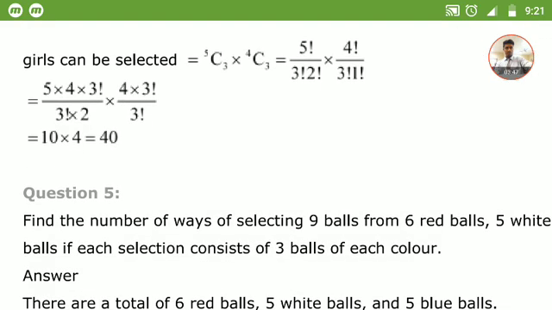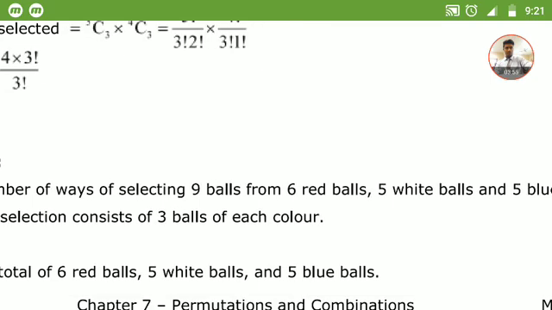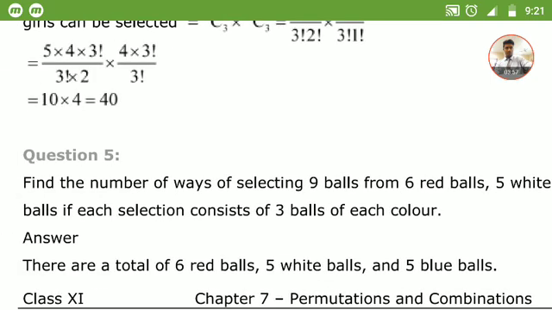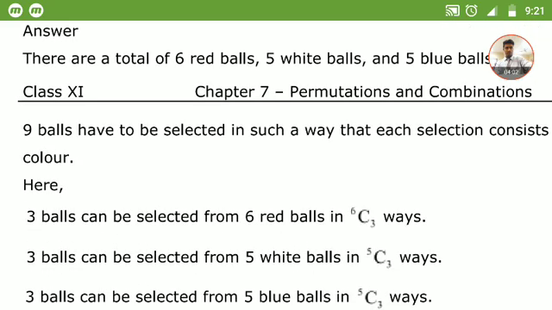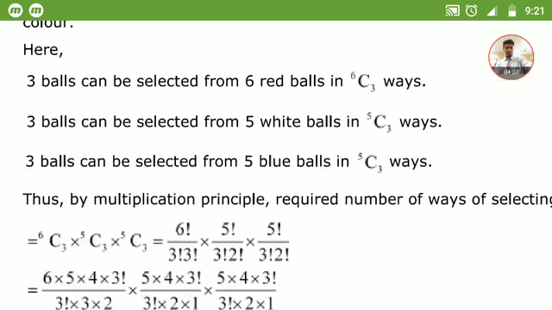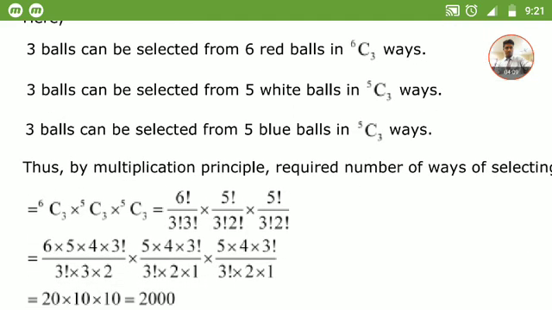Now question number 5. How many ways are there of selecting 9 balls, 6 red, 5 white and 5 blue, with each selection having 3 balls of each color? So out here 3 balls of each color means from 6 red, you have to choose 3 balls, 5C3 from white, 5C3 from blue. Each color should have exactly 3 balls. So once you get each answer, you multiply these things, you'll get the answer.